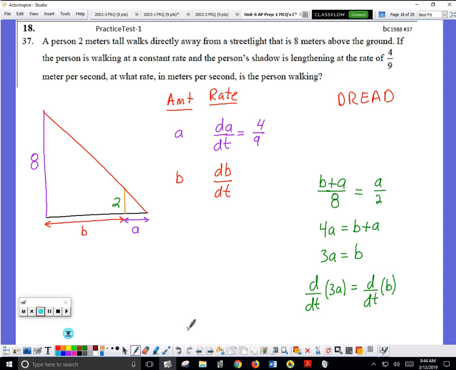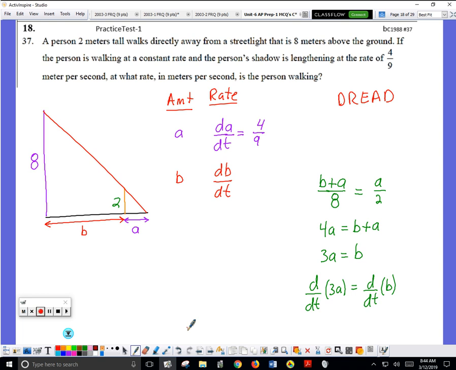You must come up with an equation that involves the amount. The few equations that everybody must have memorized are similar triangles, Pythagorean theorem, SOH-CAH-TOA, area of a circle, circumference of a circle, area of a triangle, area of a rectangle.